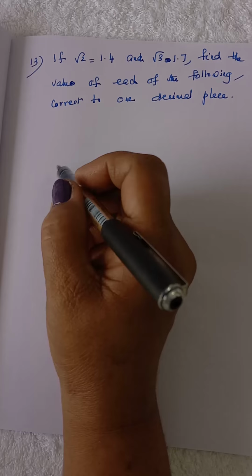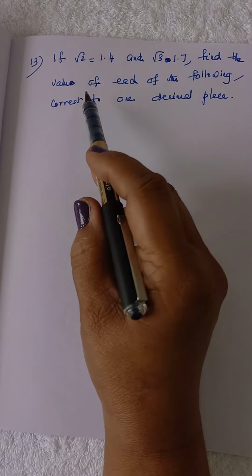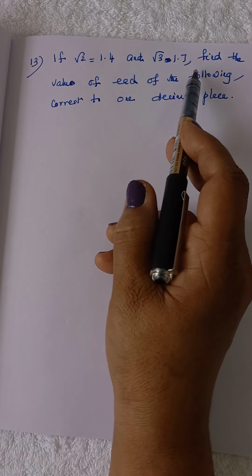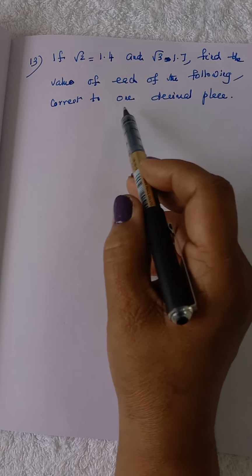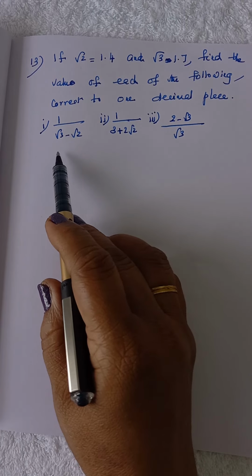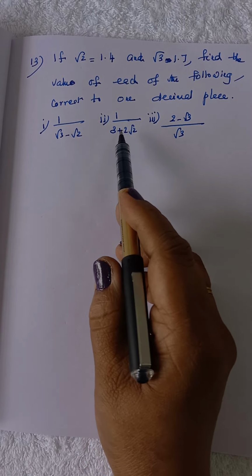Now the 13th question is, if root 2 is equal to 1.4 and root 3 is equal to 1.7, find the value of each of the following correct to one decimal place. First sub question is 1 by root 3 minus root 2. Second, 1 by 3 plus 2 root 2.